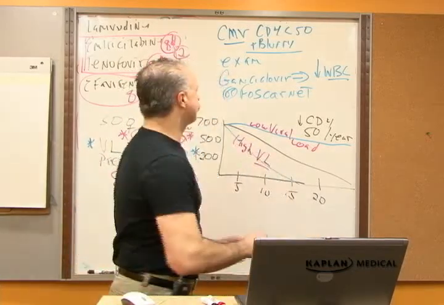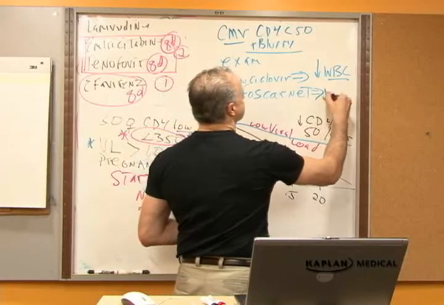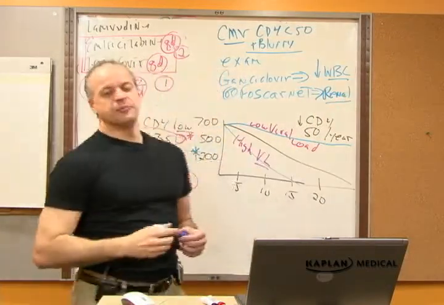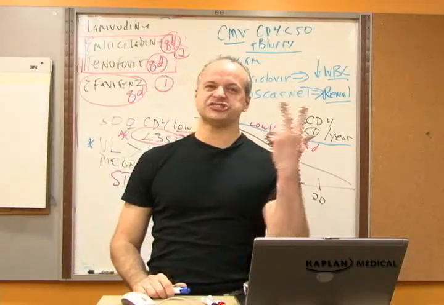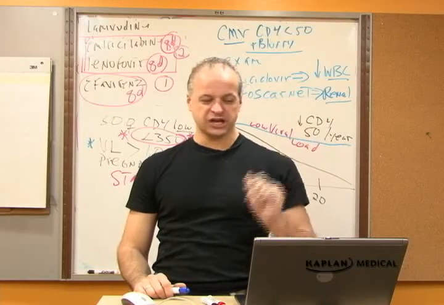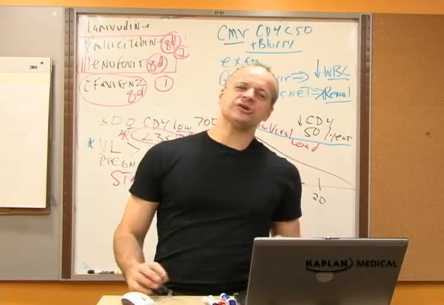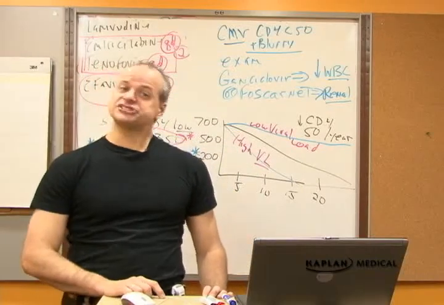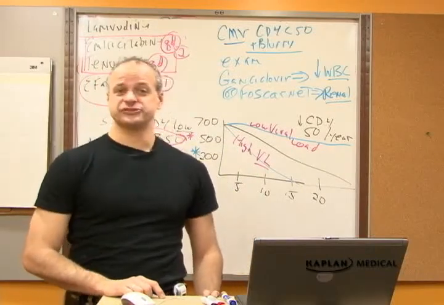Foscarnet is renal toxic. So, blurry vision and less than 50 T cells, dilated exam, you see this abnormality, you give ganciclovir and foscarnet, and we're done. If you give antiretrovirals and the T cells go up, can you stop the antiretrovirals?